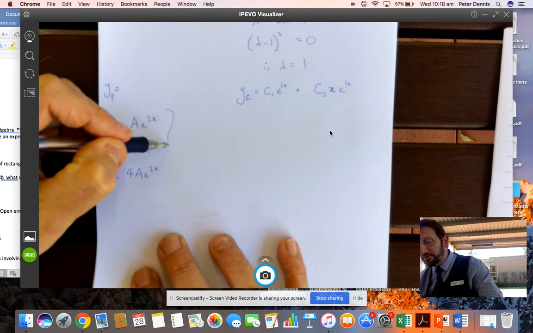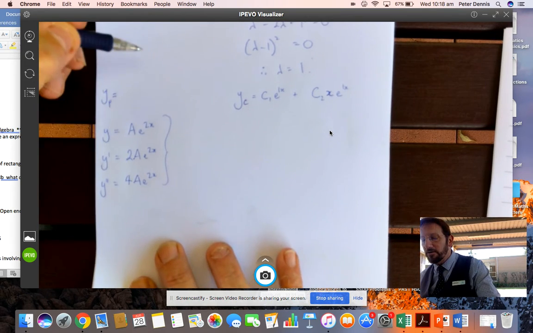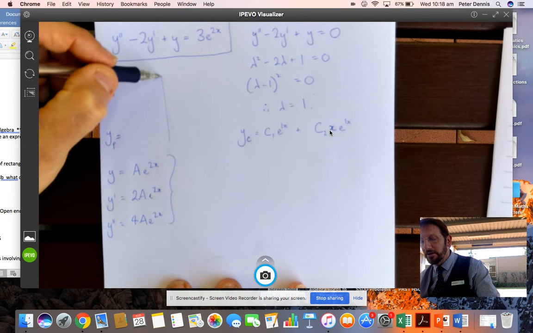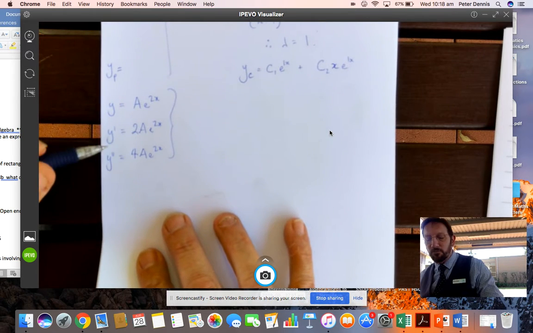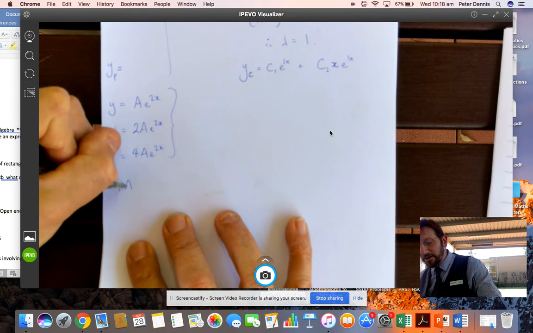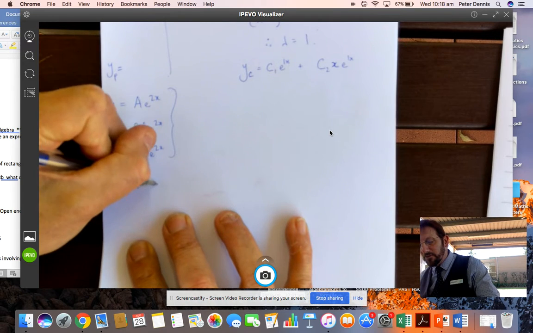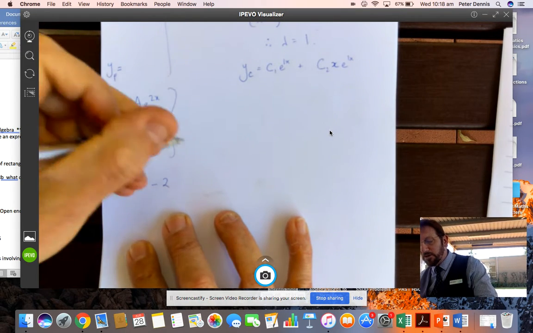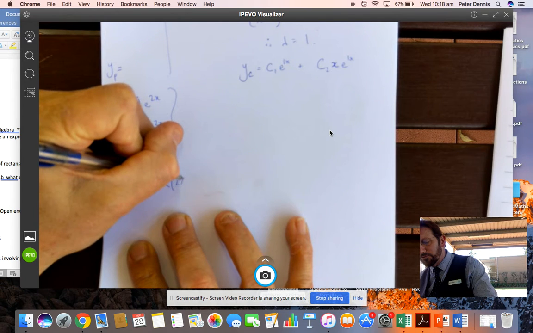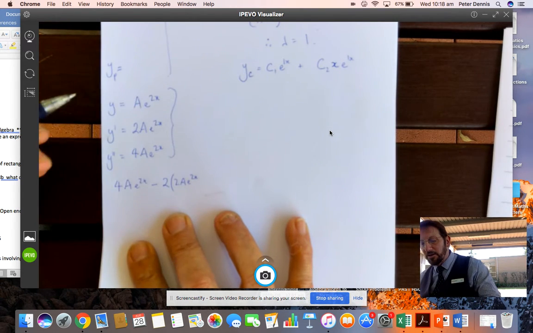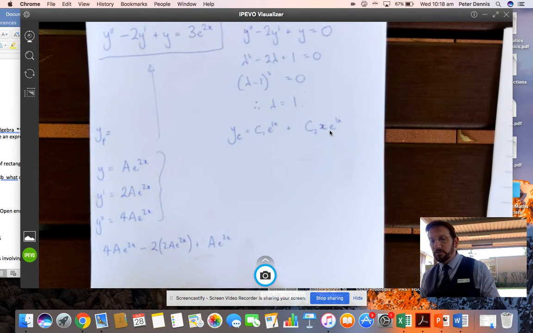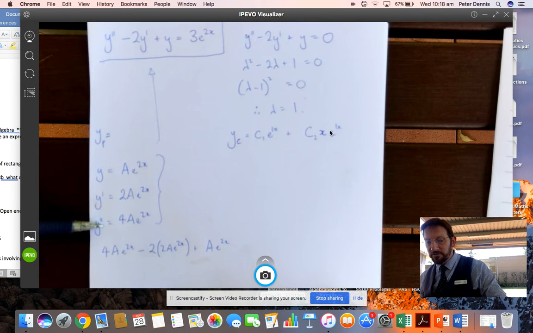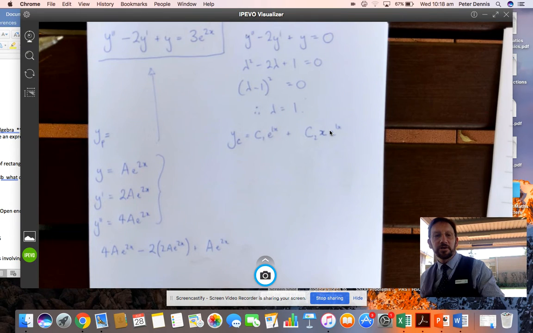And now we can take these three things and sub them into our original equation. So we're going to substitute them into here. So what we get is y double dash, which is just 4ae to the 2x, minus 2 times y dash, which is 2ae to the 2x, plus just ae to the 2x. So all I've done there is I've taken these things, y double dash, and put it in here, y dash and put it in here, y and put it in here.